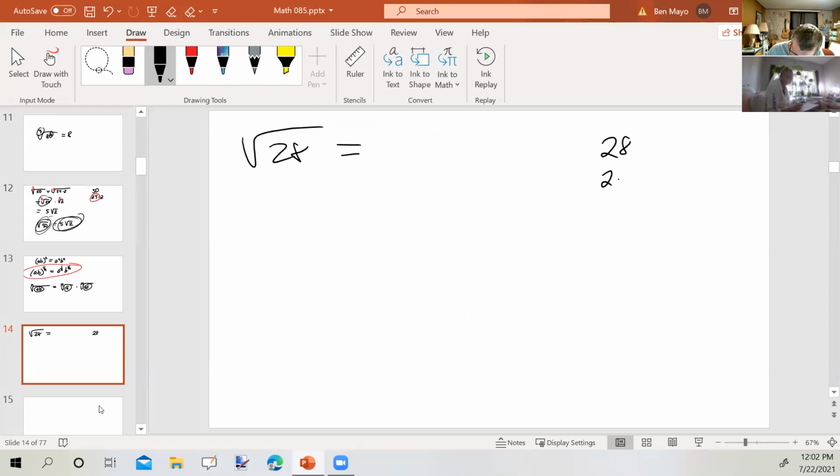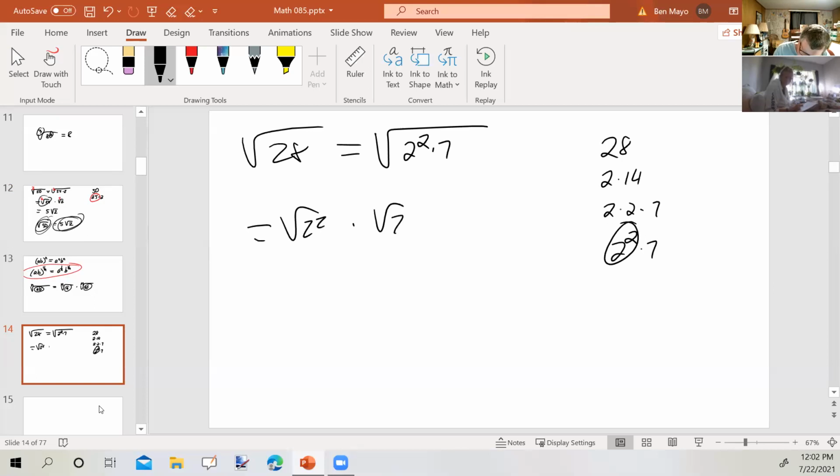So let's do this. Let's break this thing down into prime factors. Oh, there's a perfect square, isn't it? 2 squared, or 4. So I'm going to rewrite 28 as the square root of 2 squared times 7. I could also just write 4 times 7. But that's the square root of 2 squared times the square root of 7. And what is the square root of 2 squared?